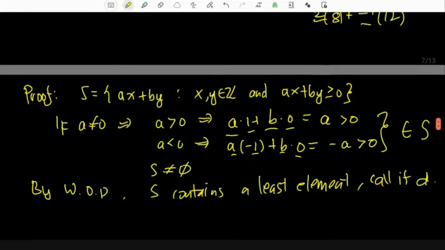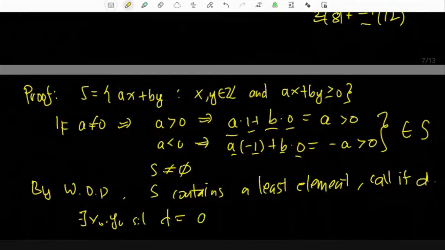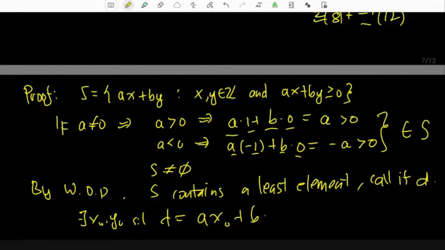Okay. So, ang gagawin natin, si D, since part siya ng S, ibig sabihin, isa siyang linear combination ng A, B. Diba? So, there exists x sub 0, y sub 0, such that D is equal to A times x sub 0 plus B times y sub 0. So, we already see na itong value na to ay linear combination ng A tsaka B. So, all we need to do is to show that D is the greatest common divisor. At this point, di pa natin alam kung siya nga yung greatest common divisor. So, yun yung next step. Kailangan natin ipakita na siya yung greatest common divisor.